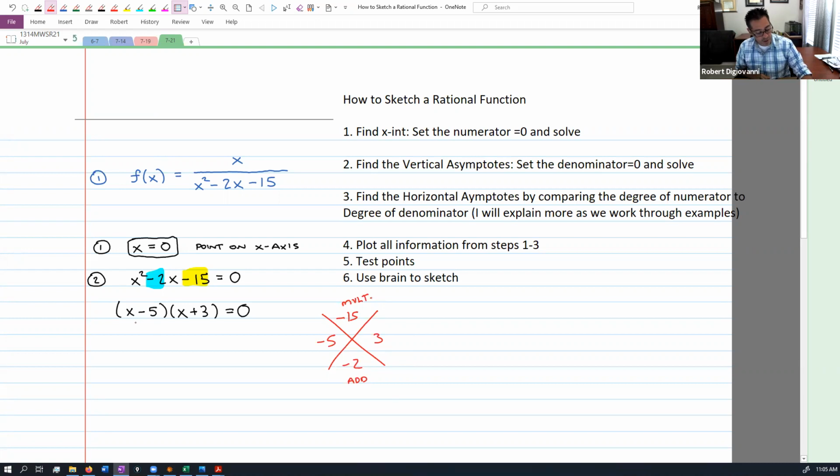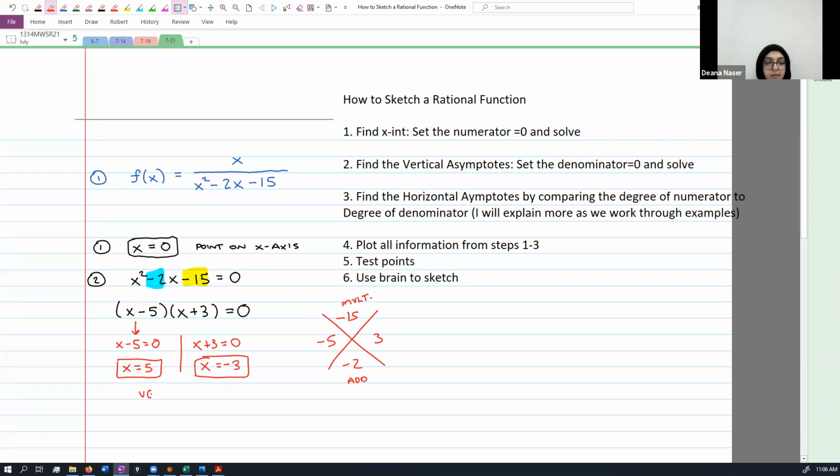Okay, and then you set each of those equal to 0, Dina? Yes, so it'll be x equals 5 and then x equals -3. Good. So for x minus 5, just move the 5 to the other side of the equation. Here, move the 3 over, it becomes -3, and you have two solutions. Now, what will those be on the graph, Dina? They're going to be the vertical asymptotes, so there'll be the barriers where the graph cannot cross. It will either go up or down.